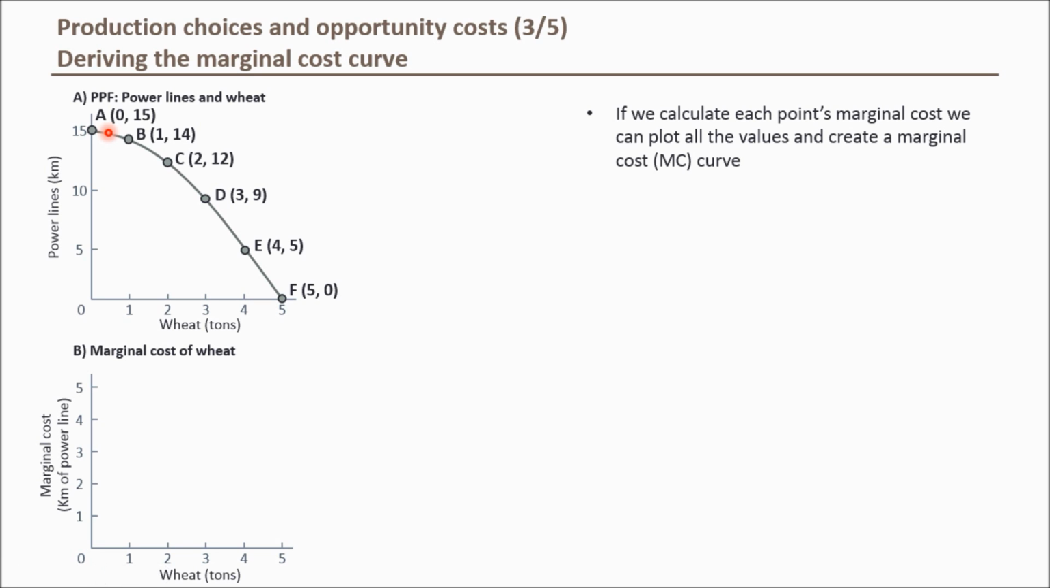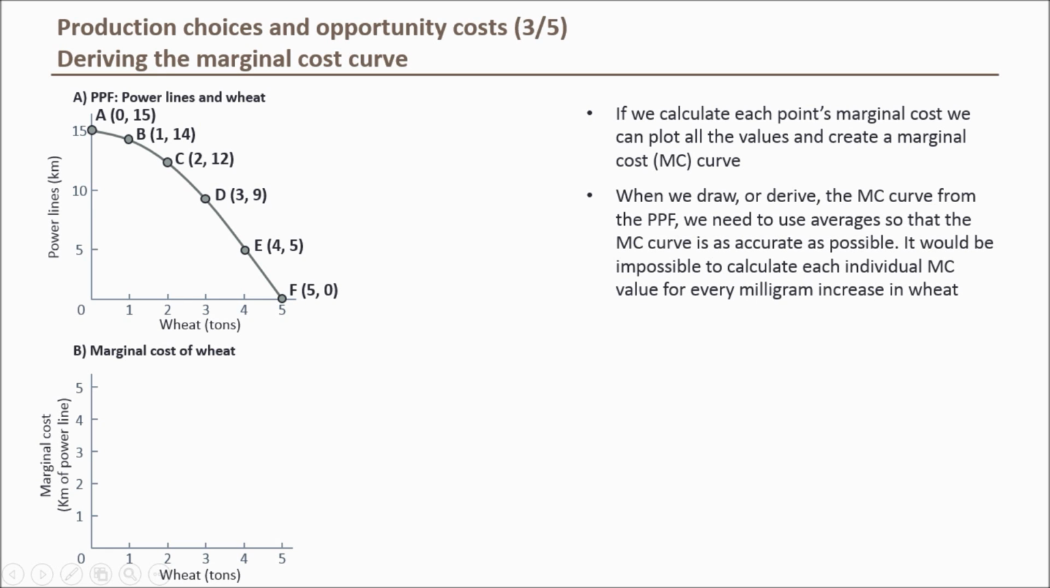The confusion usually comes from forgetting that there are an infinite amount of points along the PPF, and thus to calculate all the 1% increases in wheat would take forever. So when we draw or derive the marginal cost curve from the PPF, we need to use averages so that the marginal cost curve is as accurate as possible. It would be impossible to calculate each individual marginal cost value for every milligram increase in wheat.